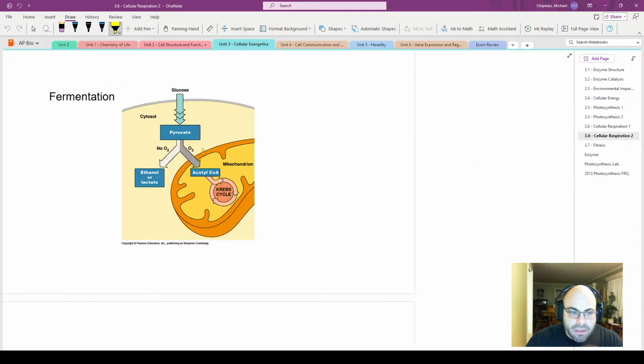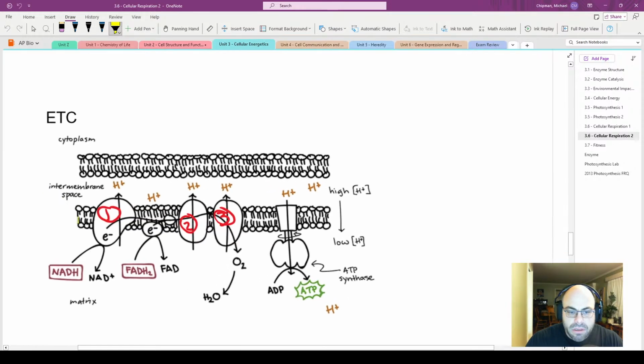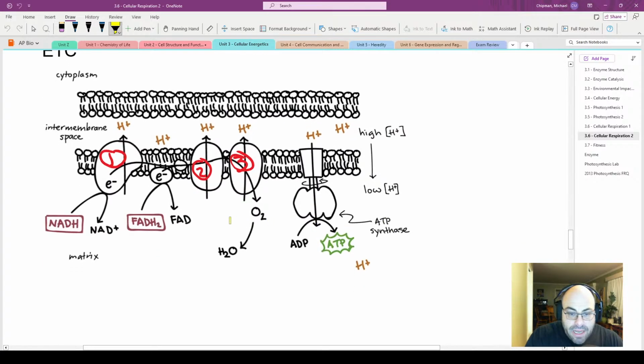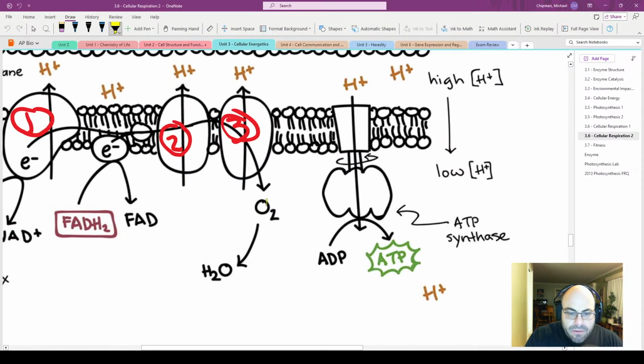What does that look like? Let's go find it. Here it is right here. All right, so there's NADH and FADH2. They're carrying electrons here and dropping them off, and they're building up this gradient. This gradient's going to be used to make ATP. This has to happen in the presence of oxygen. There's oxygen. It's the final electron acceptor.